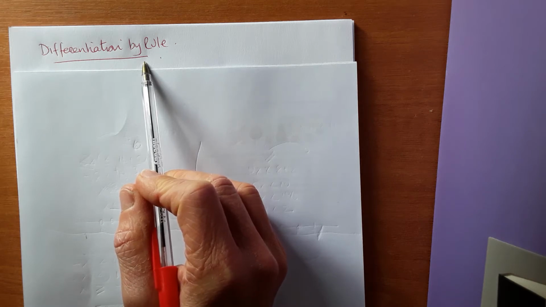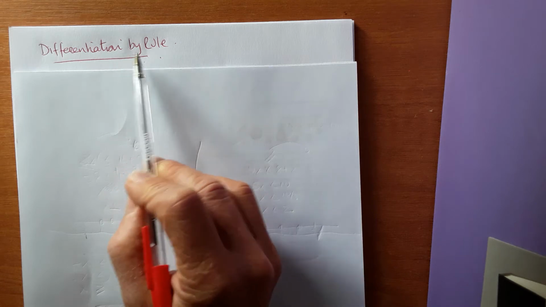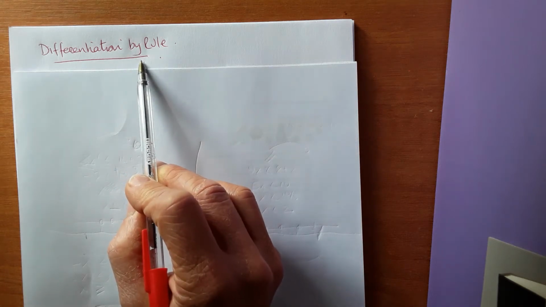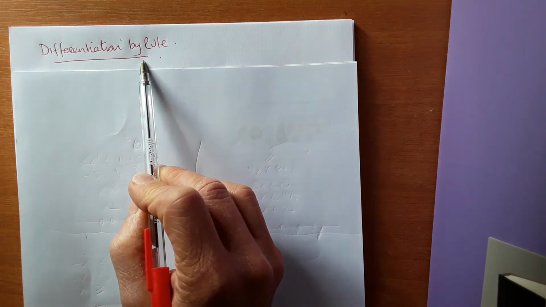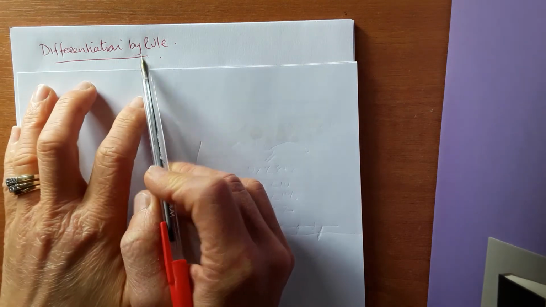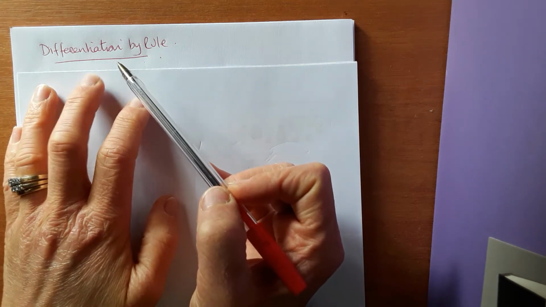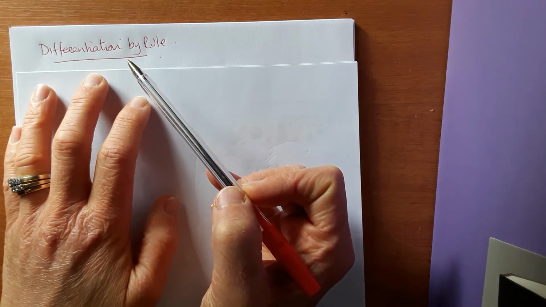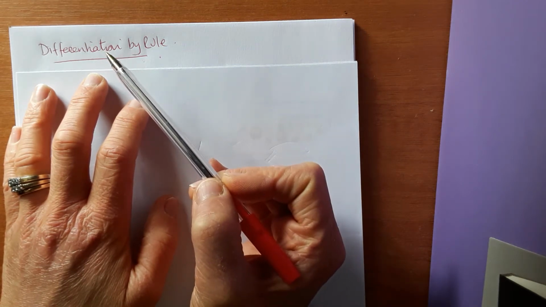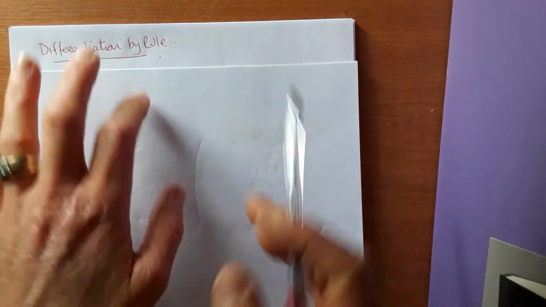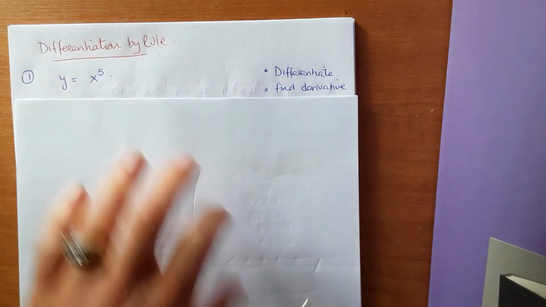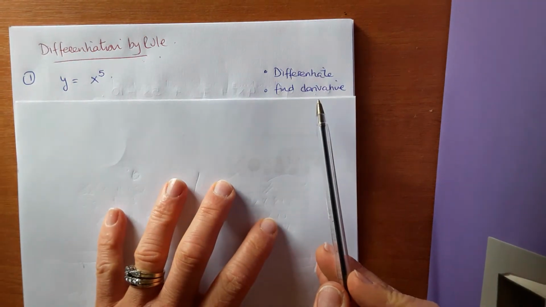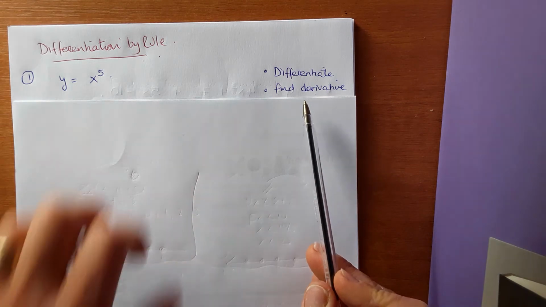Sometimes you might be asked to do it using first principles. You have to use your formula then. But on the whole, you can use this quick method unless it specifically says in the question, differentiation from first principles. So what other words do they use that mean the same thing as differentiation? They might say differentiate, which is fine. They might say find the derivative. That's the same thing. You do exactly the same thing.